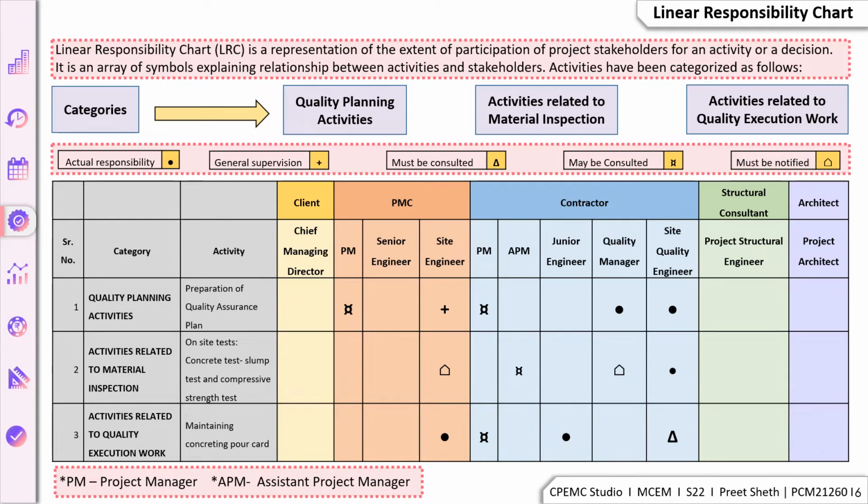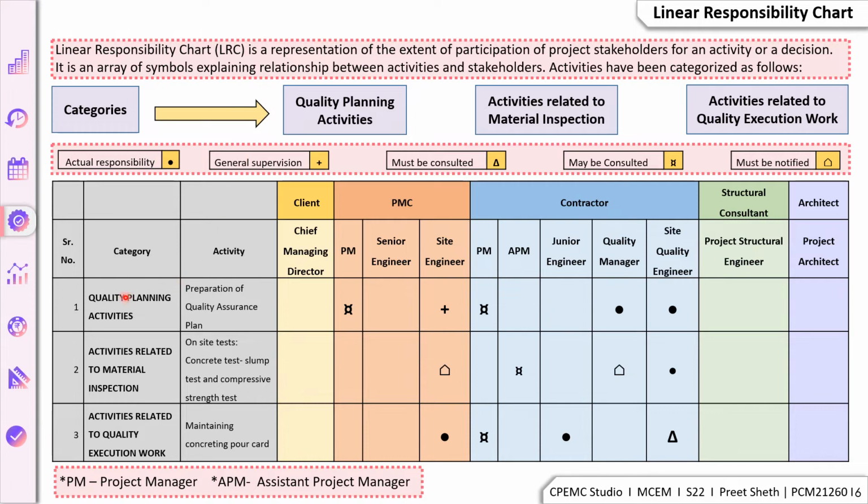Moving to linear responsibility chart. Linear responsibility chart is a part of quality management, and it is a representation of the extent of participation of project stakeholders for any activity or any particular decision. It is an array of symbols here, as we can see, which explains the relationship between the different activities and the different stakeholders involved. We have identified a total of 27 activities and divided them into three categories. The first is quality planning activities, second is activities related to material inspection, and third is activities related to quality execution work. And various legends are used for different responsibilities, supervision, etc.